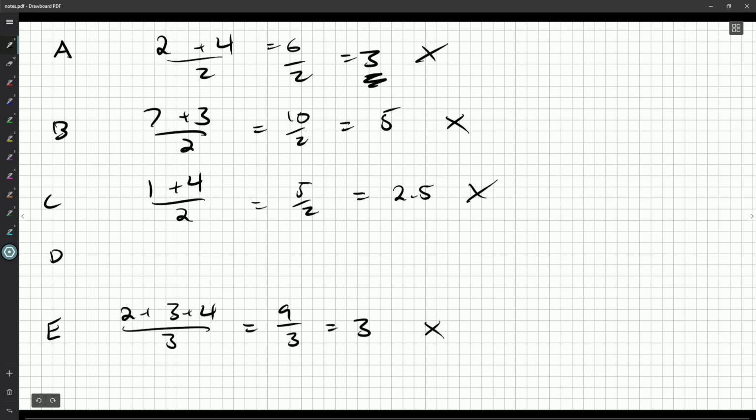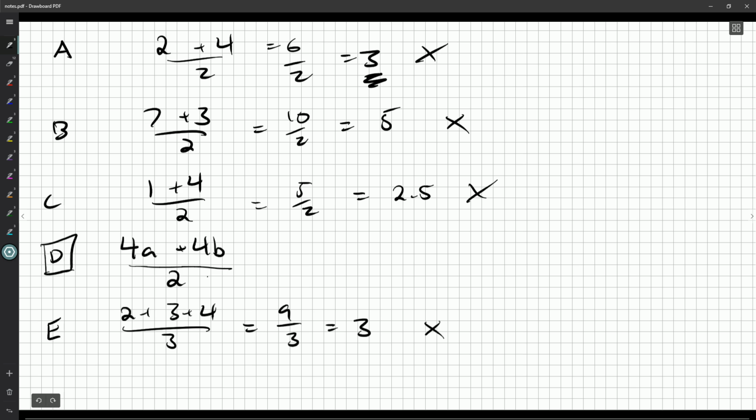So by process of elimination, I know the answer is D. But why did I know that D was going to be the answer as soon as I read it? Well, think about multiples of 4. 4a is a multiple of 4. 4b is a multiple of 4. I'm assuming a and b are integers.